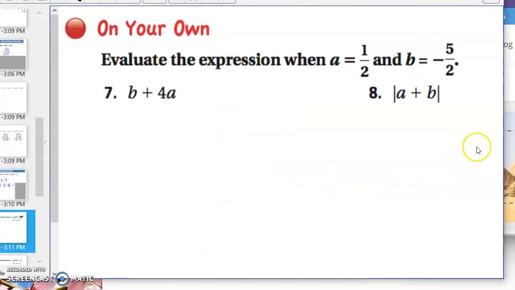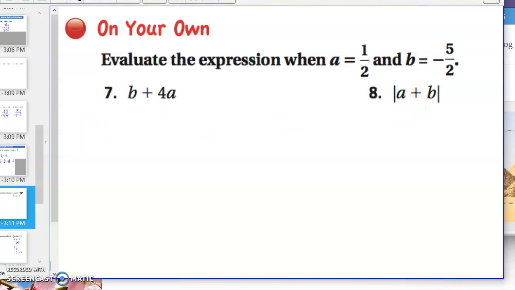All right, next thing I want you to do is pause the video and answer these ones on your own. Remember, these are absolute value bars, so whatever answer you get in here, you need to find its distance from 0.